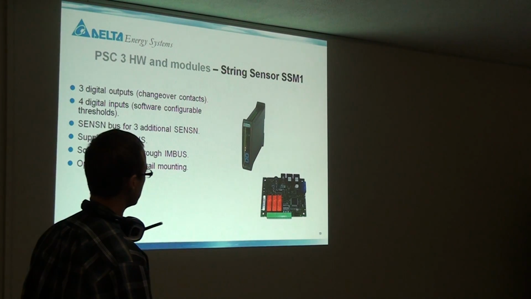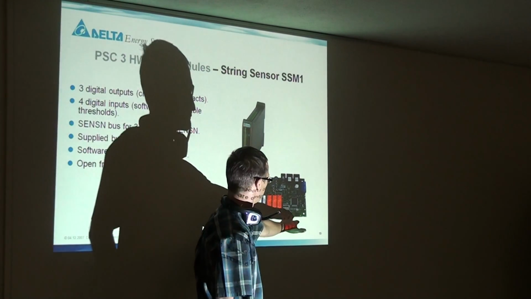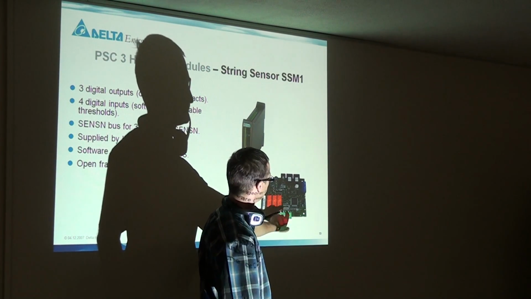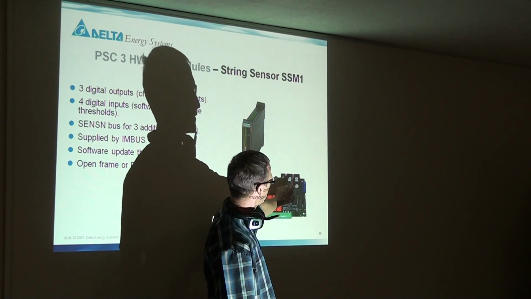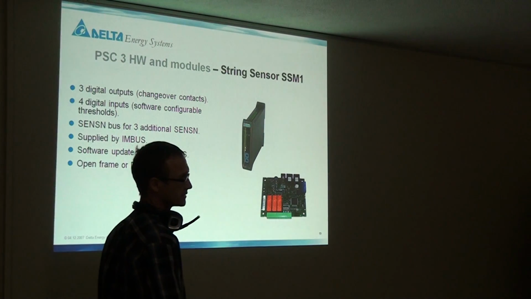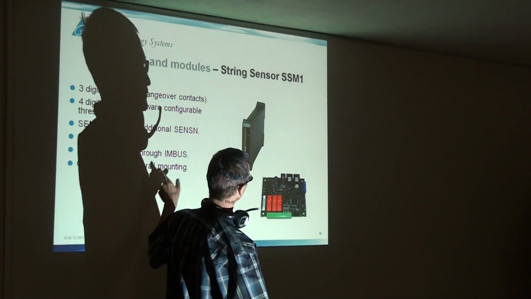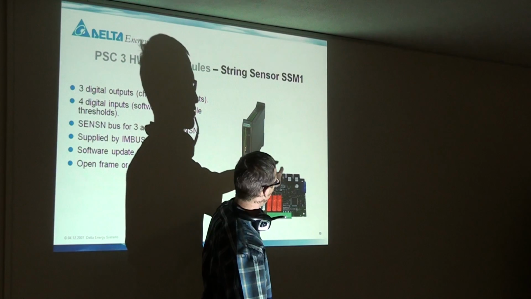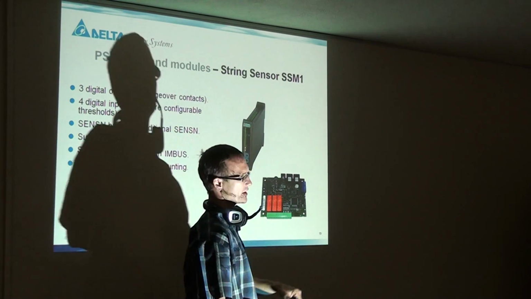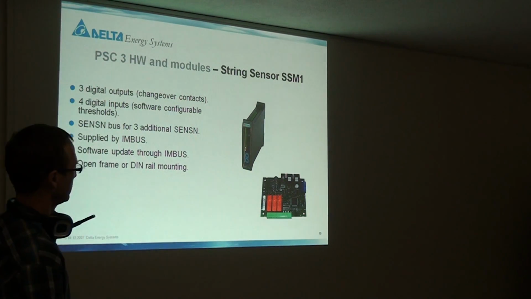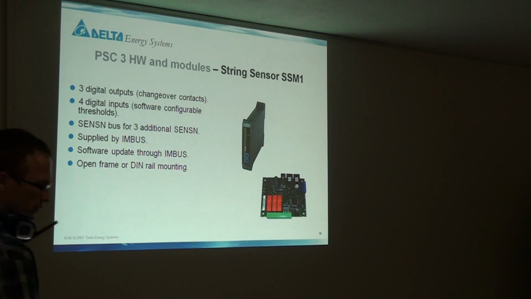This is a string sensor monitor. You can see it's got 4 inputs and 3 additional outputs. It has an in-bus in, in-bus out, and also a sense-in bus. So we can connect up to 3 of those sense-in cards into this bus on this daisy chain. And alternatively, we can use it as an input-output module.